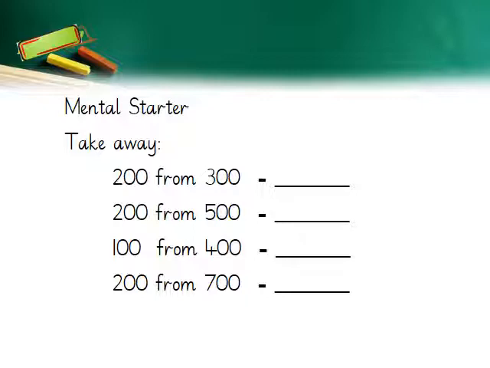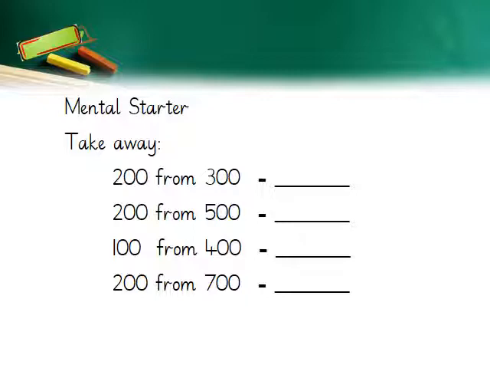Take away 200 from 300. This is so very easy and you can do it mentally. Yes, the answer is 100. Next is take away 200 from 500. And the answer is 300. Correct? Next part is take away 100 from 400.